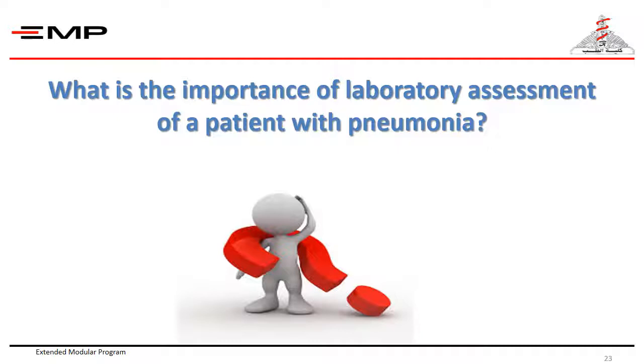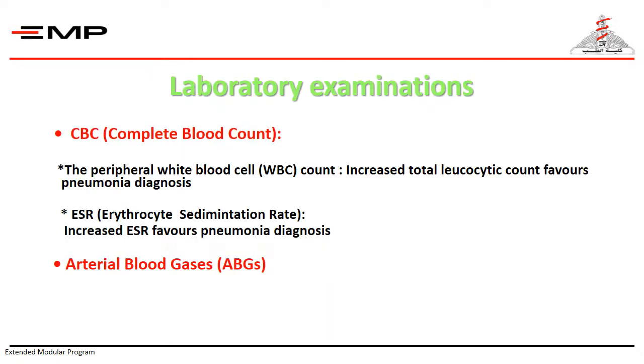What about the laboratory assessment of pneumonia, and what are the most common laboratory investigations used for diagnosis of pneumonia? First is CBC, or complete blood count. The peripheral white blood cells must be examined, and usually there is increased total leukocytic count, which, if present, favors the diagnosis of pneumonia. ESR, or erythrocyte sedimentation rate: increased ESR also favors diagnosis of pneumonia.